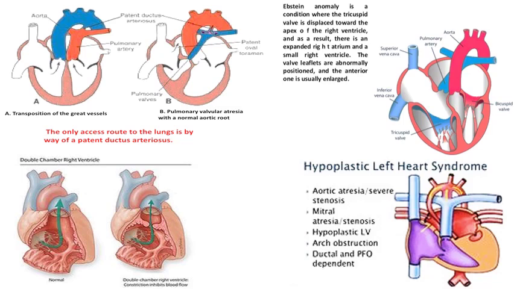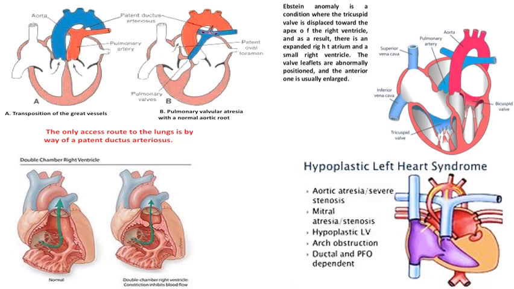And here it is the transposition of the great vessels, where, if the spiraling of the aortopulmonary septum doesn't happen, both the vessels are aligned parallel on one side, side by side. So that is what transposition of the great vessels is.